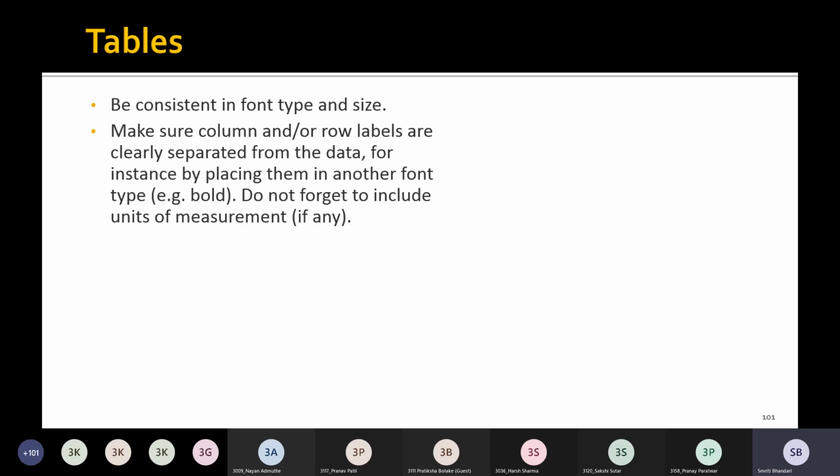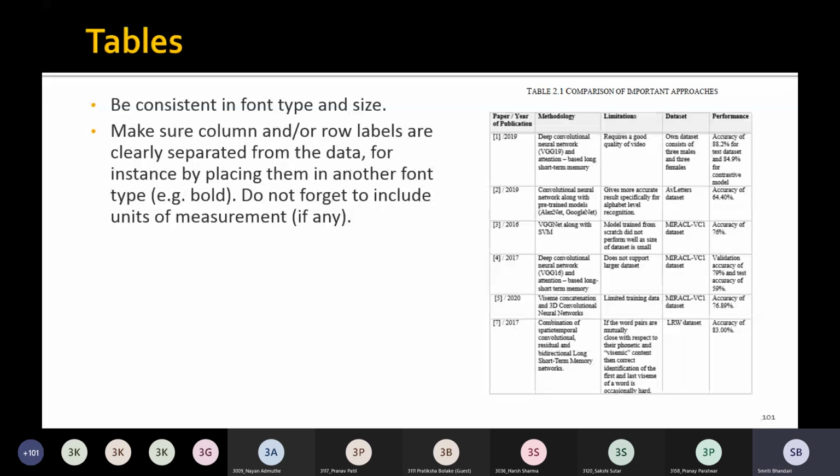Okay, then make sure that column or row labels are clearly separated from the data. So in a table we may have the label for the column or the label for the row. So make sure that the labels of the column and row are clearly separated from the data. Okay, what does this mean?